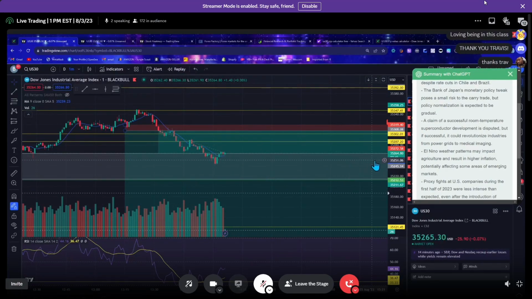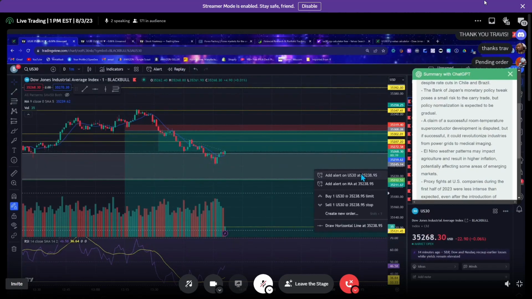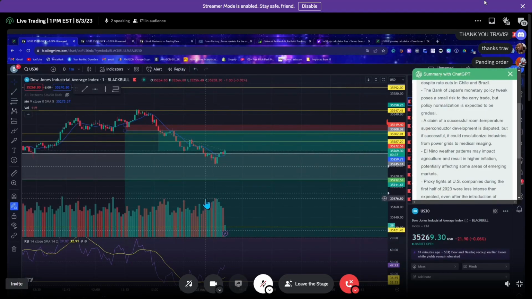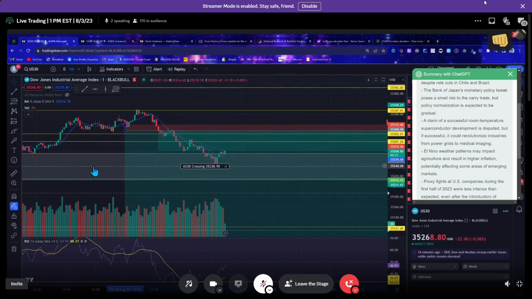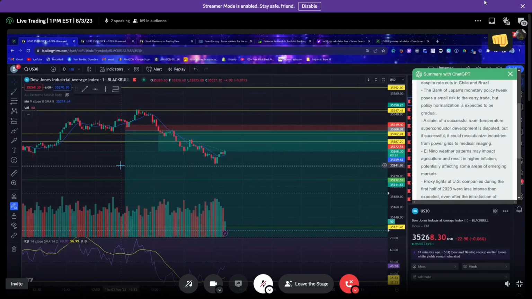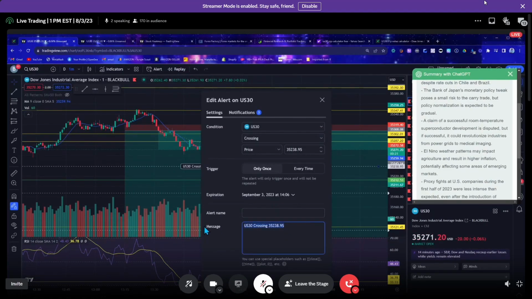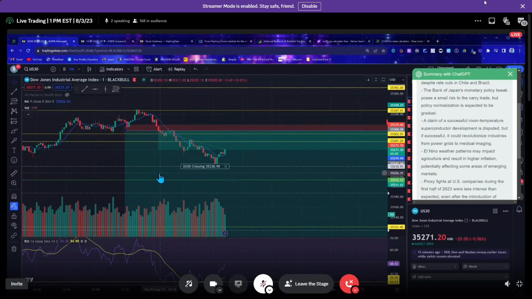Here's how I'm going to catch it. I'm going to put an alert right here on the 1 minute. I'm going to name it continuation of downtrend. Boom. So we have that.